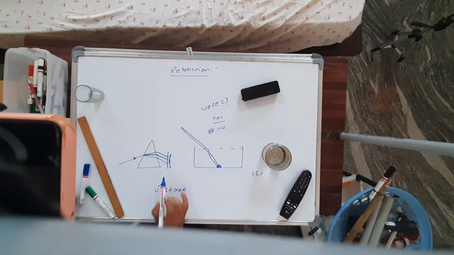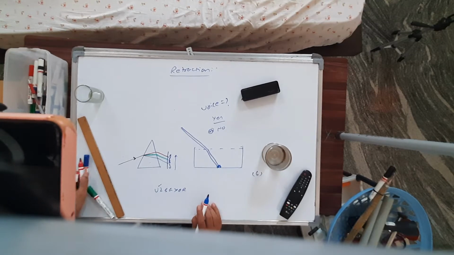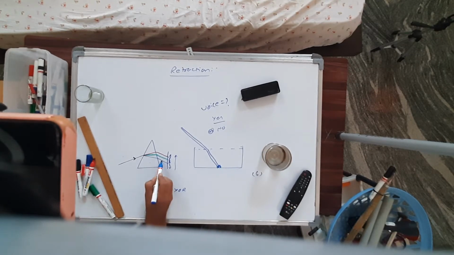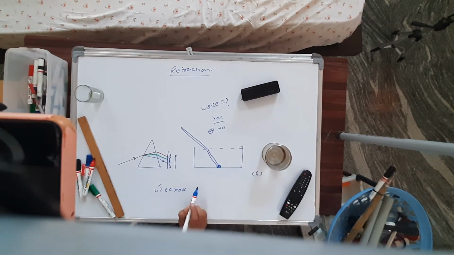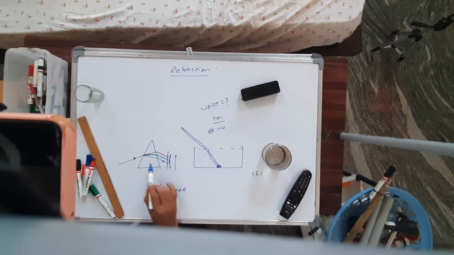So the bending, VIBGYOR, it comes from bottom to top. Now it comes from bottom to top. So therefore the bending is more for violet. And we know that the different colors bend to different extents. What is the reason for this? Very simple. The phenomenon of bending is called refraction.